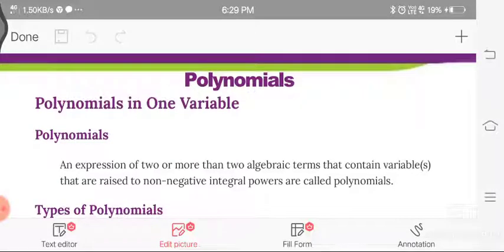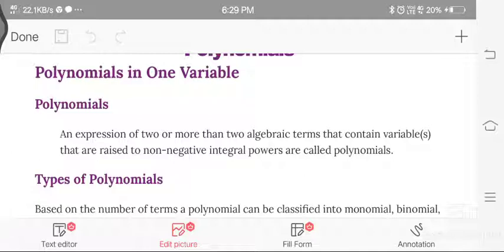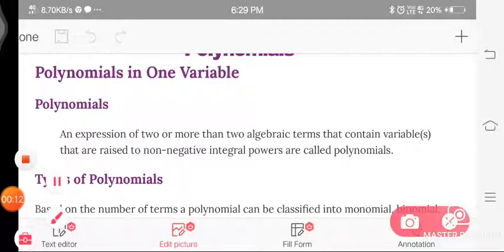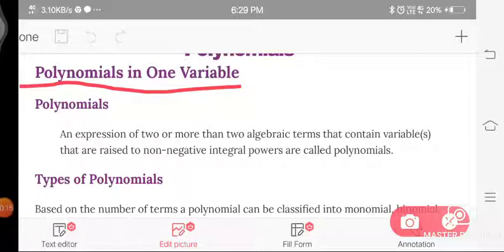Hello guys, I am Vipin Kumar and today we discuss polynomials, which is the second chapter of the 9th class mathematics book. Firstly, today we do polynomials in one variable. So firstly, I define what a polynomial is.